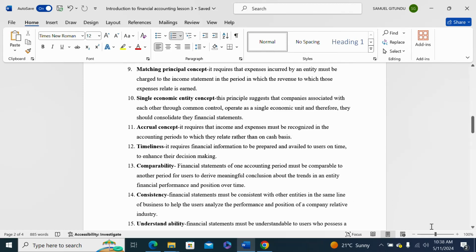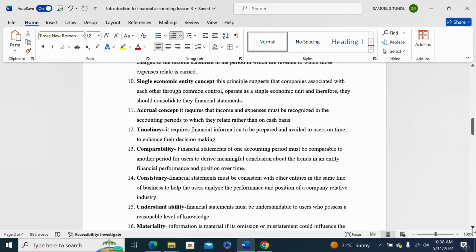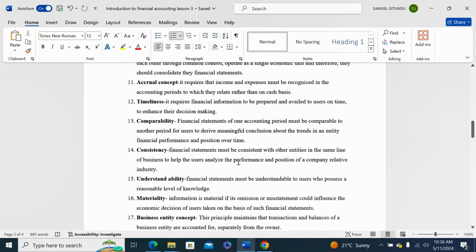Then we go to the next principle, which is the principle of understandability. This principle simply means that the users of financial statements can understand your financial information. So anyone who possesses a reasonable level of knowledge in accounting is able to understand your financial statement.